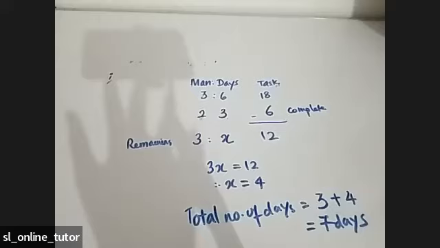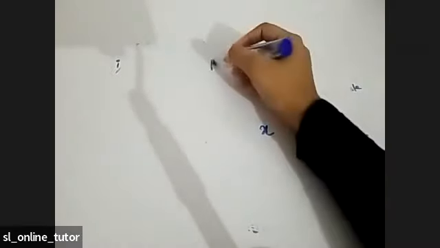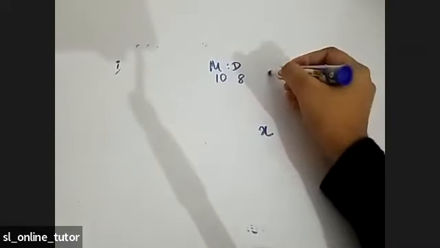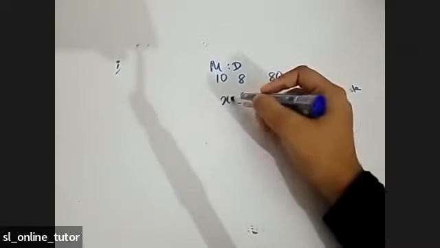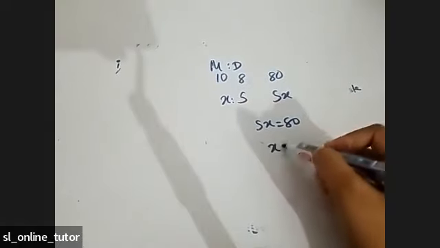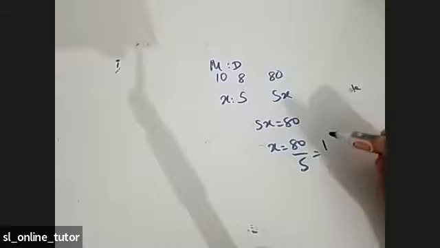Okay, that's easy. Right, let's do it. We can finish it soon. Look at the board. It says man days, 10 men, 8 days. Task is 80. To finish within 5 days, how many men do you need? So 5x is equal to 80. x is equal to 80 divided by 5. So it's easy. How much do you get? 16.